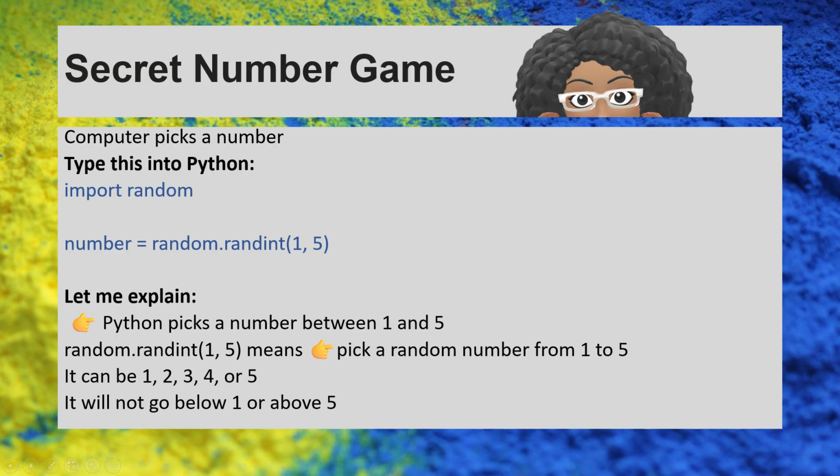Let me explain. Python picks a number between 1 and 5. Random.randint 1 to 5 means pick a number from 1 to 5. It can be 1, 2, 3, 4, or 5. It will not go below 1 or above 5.